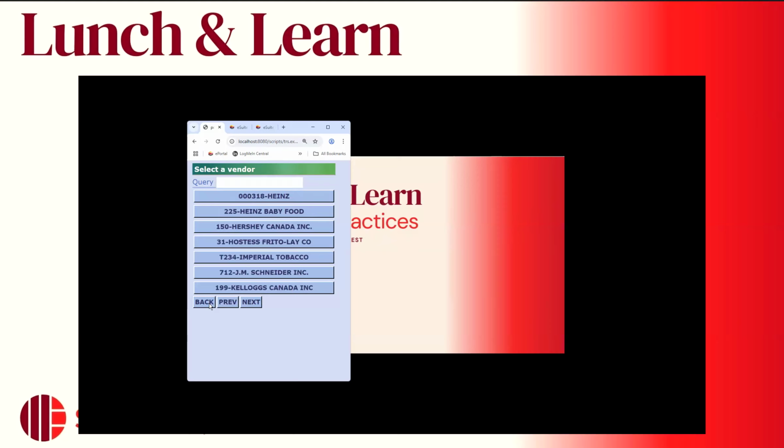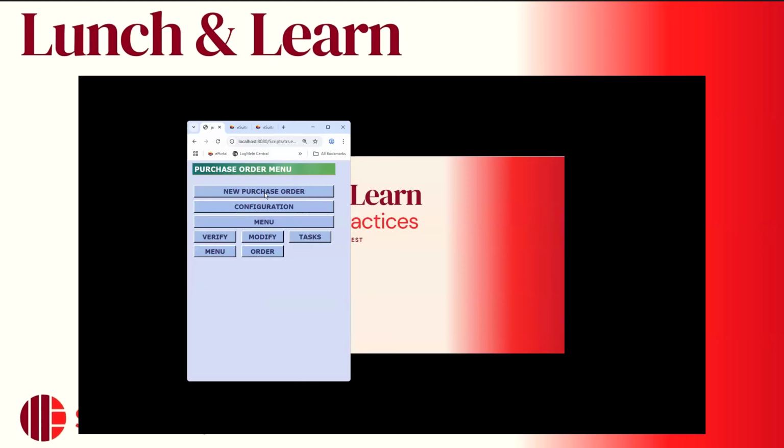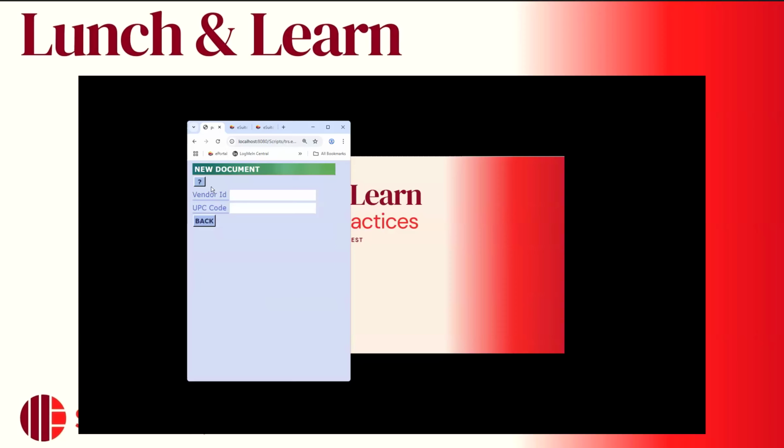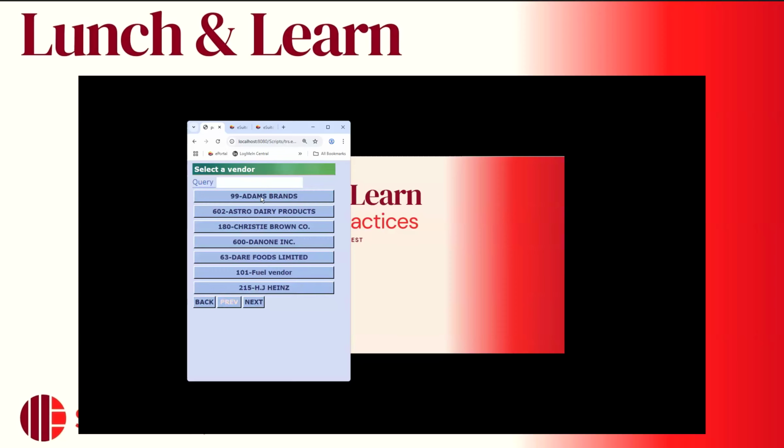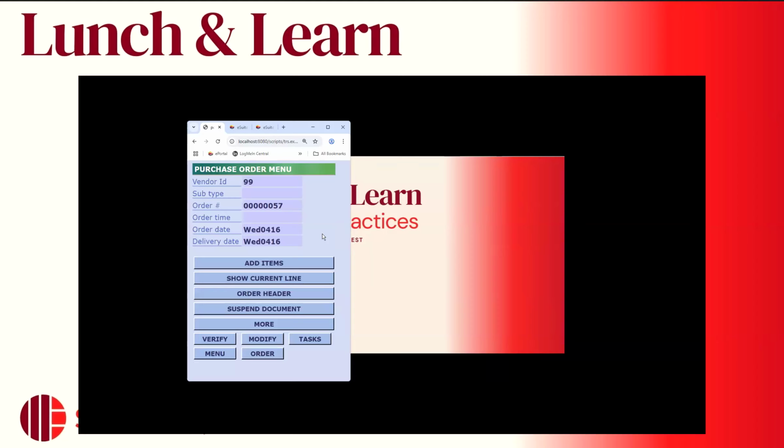Make this whichever one works best for you. Sorry, I clicked out of that. I'm just going to go ahead and use the 99 Adams brand, but you can easily go search for them there. Once you pick your vendor, it starts the purchase order. So this is the header. It's giving you the vendor ID up here, and what the order number is here. If you want to have the time set, that can be configured in the order date and the delivery date.